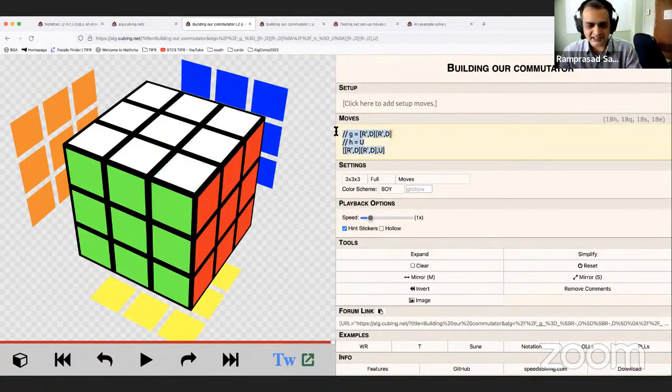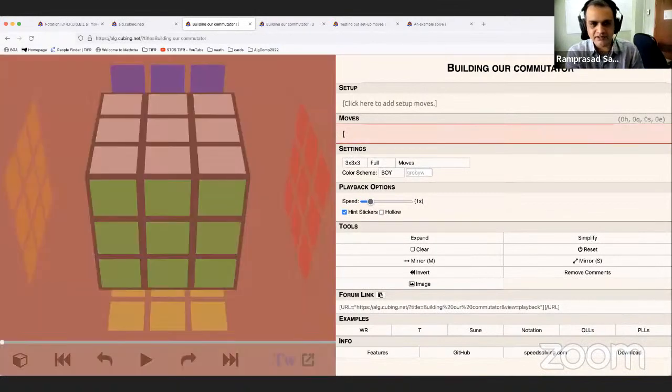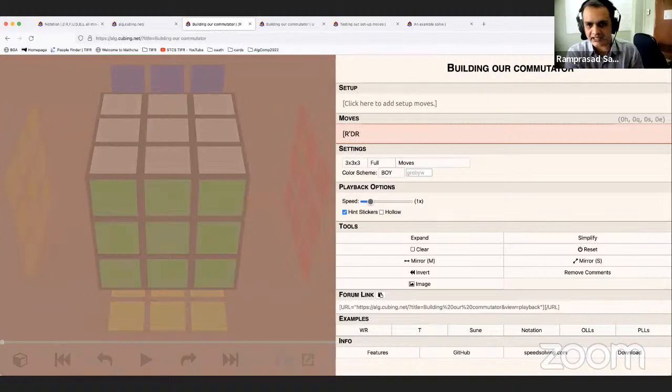Okay, so let's write down our commutator. This is something that we were using. So what did Pranshu suggest? It's R prime D R, right, along with U.